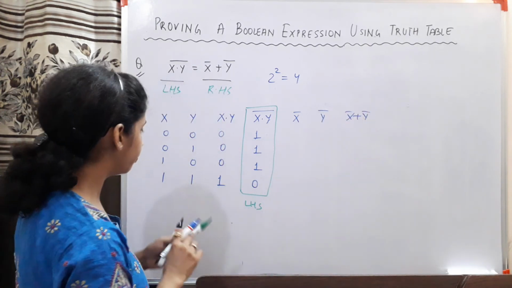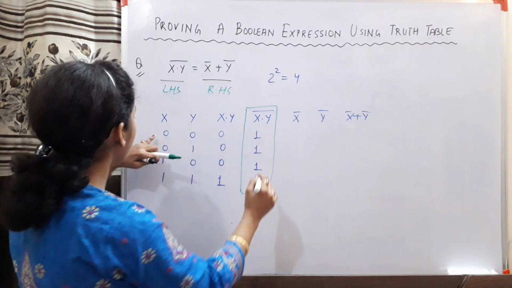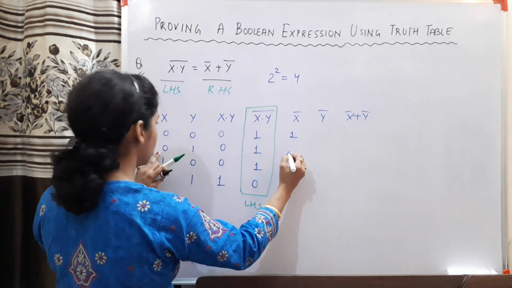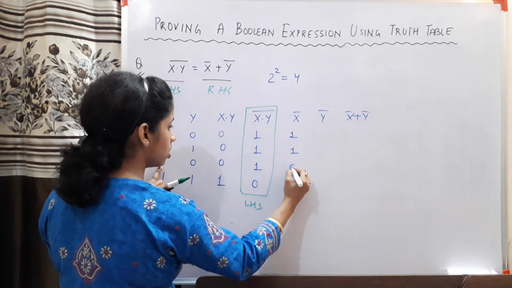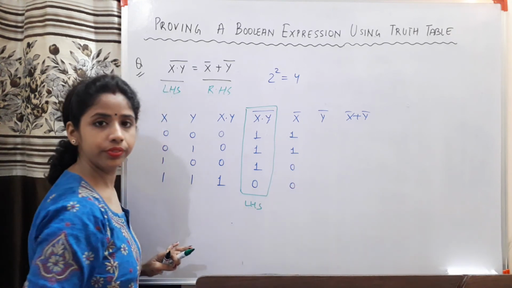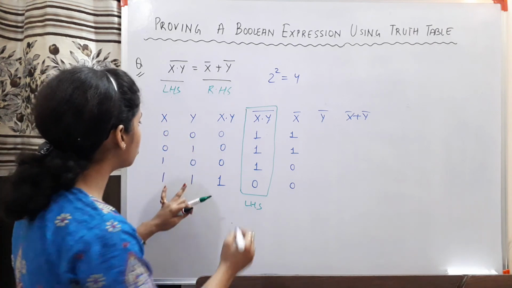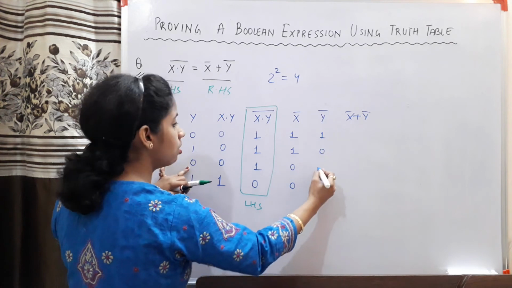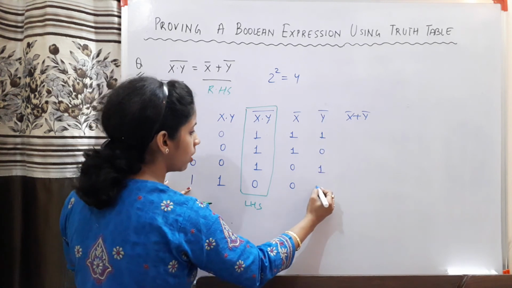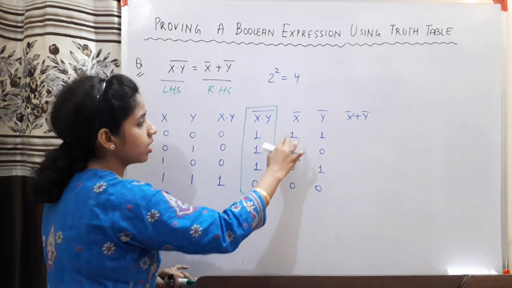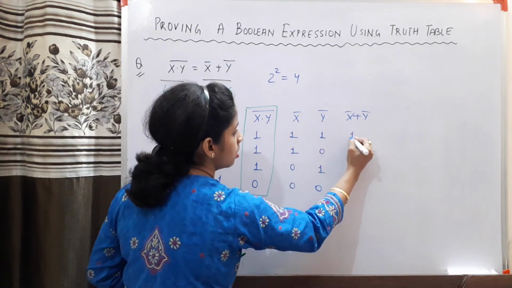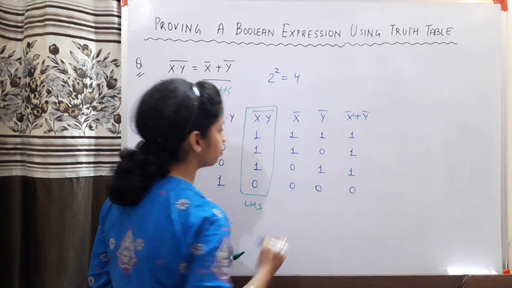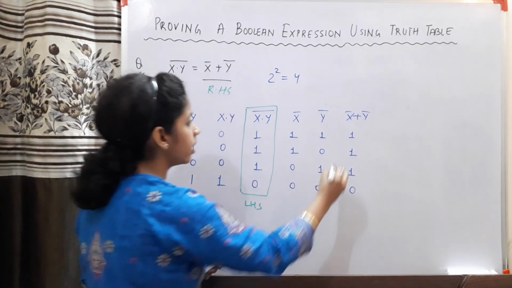So let us see. X bar will be opposite of this column, right? So it will be 1, 1, 0, 0. Then y bar opposite of this column. So 0 becomes 1. Then 1 is 0. Then 0 is 1 and 1 is 0. Now you perform x bar plus y bar. This is 1, this is 1, this is 1 and this is 0. So we found the right hand side also.